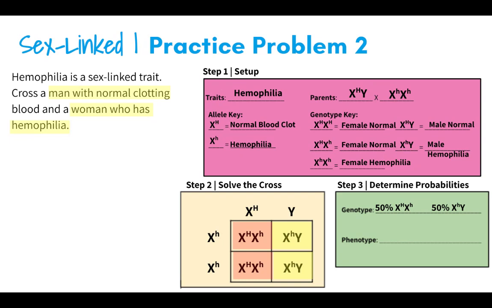So we've written out the genotypes there. Those probabilities carry over to our phenotype, so we just have to include that 50% chance of having a daughter with normal clotting blood and a 50% chance of having a son with hemophilia. So that's writing it out. Sometimes some of these problems will ask, like, if you have a son, what is the chance of them having hemophilia? And in that case, we'd write 100%. We'll do some of those practice problems in class, but for now, this is just the general idea that you need to know about how to fill out a Punnett square when dealing with a sex-linked cross.